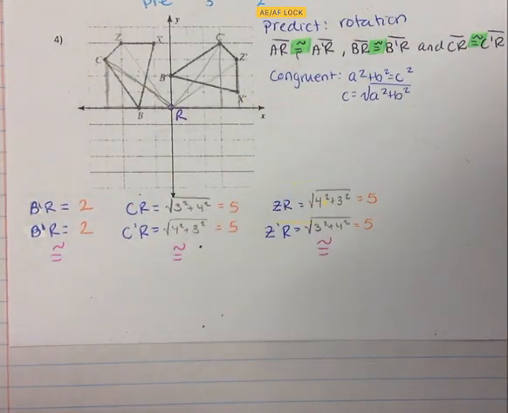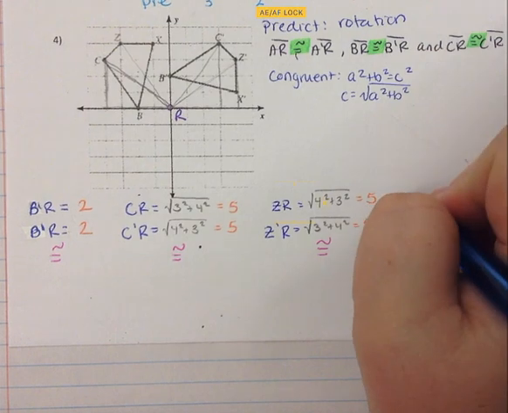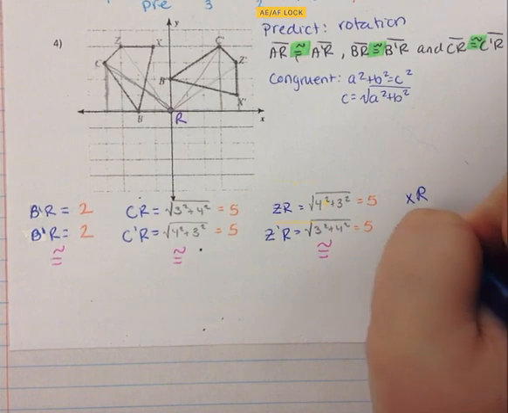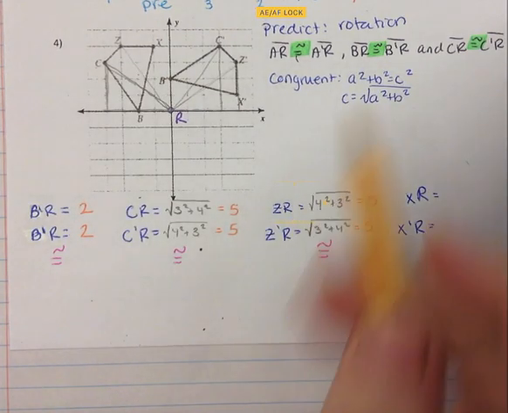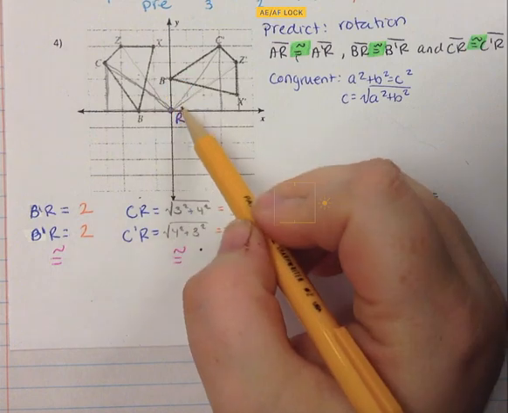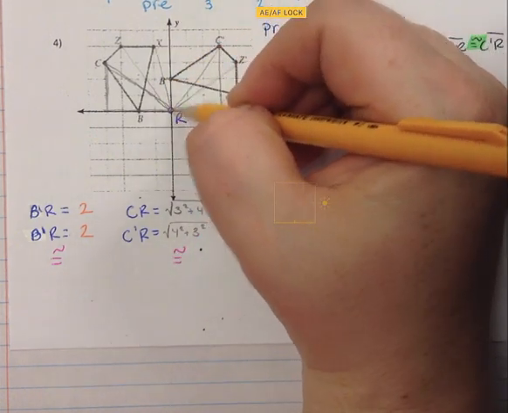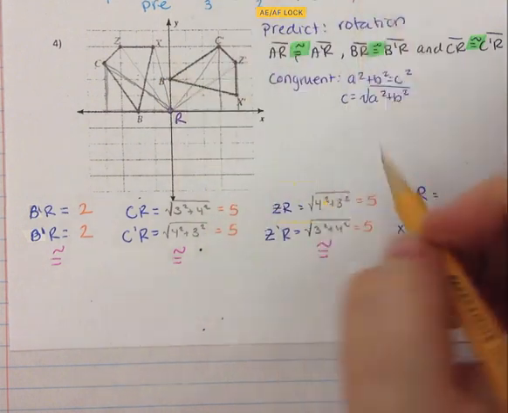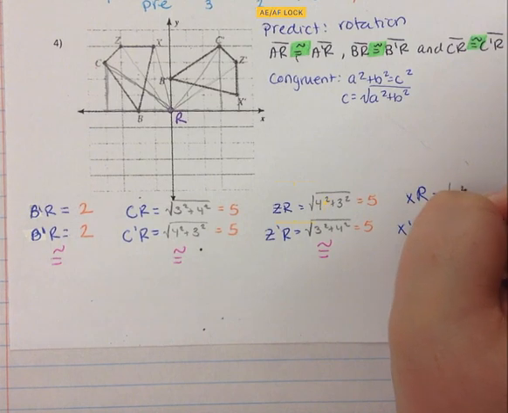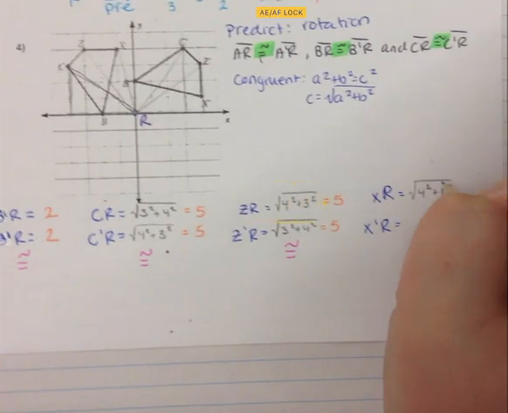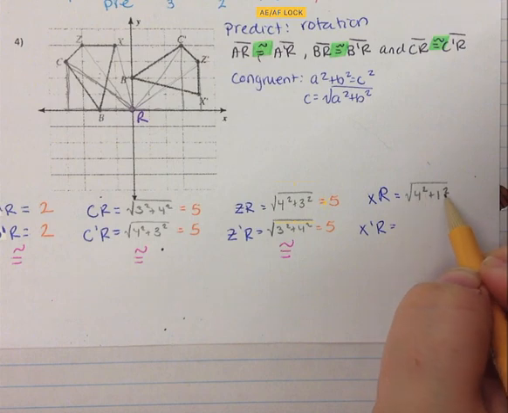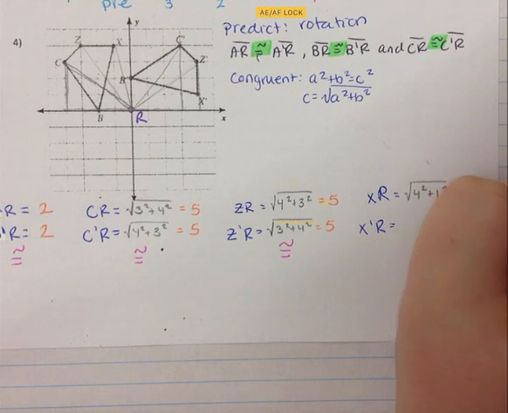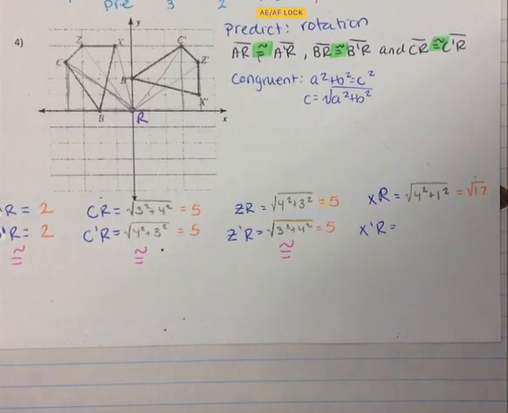So for XR and X prime R. So from X, we have to go from X to R. We go down 1, 2, 3, 4, and then 1. So we have 4 squared plus 1 squared. So 4 squared is 16, 1 squared is 1. So 16 plus 1 is 17. So we just have the square root of 17, which is a decimal, so I'm just going to keep it as the square root of 17. So I don't have to write the decimal.